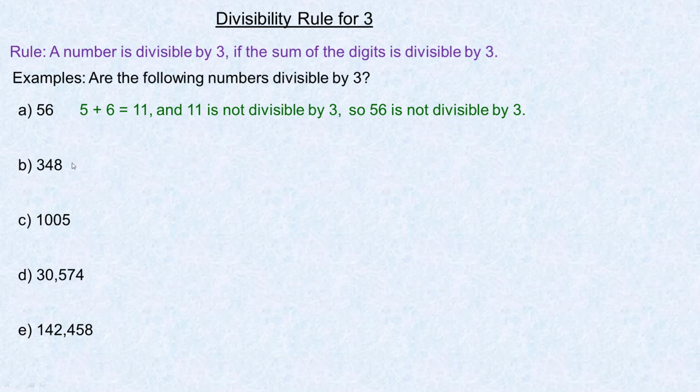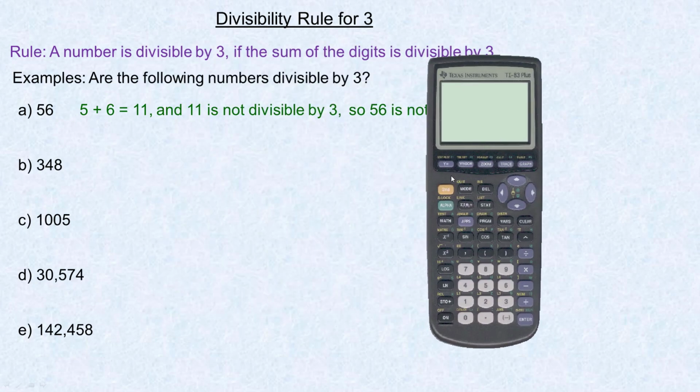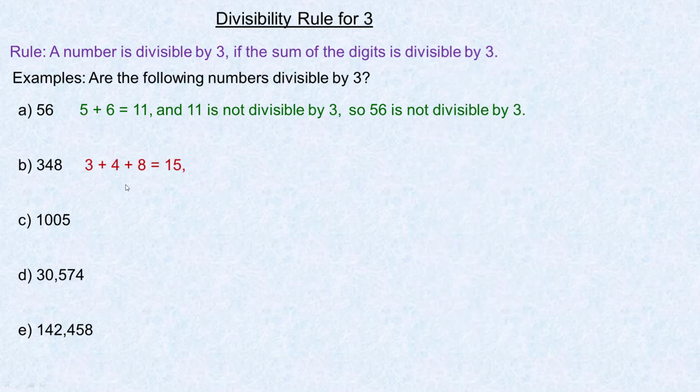So the next one, 348, actually I'll bring my calculator. So we add 3 plus 4 plus 8, and that adds to 15. So 3, 4, and 8 add to 15. And 15 is divisible by 3, so that means that 348 is divisible by 3.